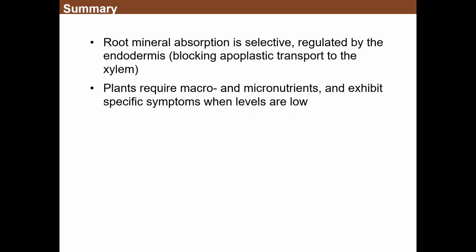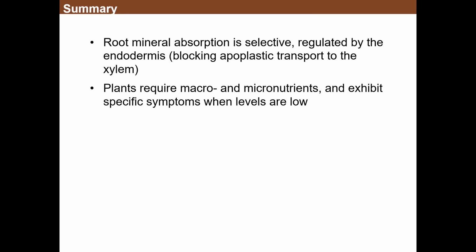So to summarize, we talked earlier in section 1 about root structure and root absorption, and we learned that root mineral absorption tends to be selective. It's regulated by the endodermis that blocks apoplastic transport to the xylem, blocks minerals from coming between cell walls and ending up in the rest of the plant. So there's a regulatory aspect that prevents the plant from potentially being harmed.